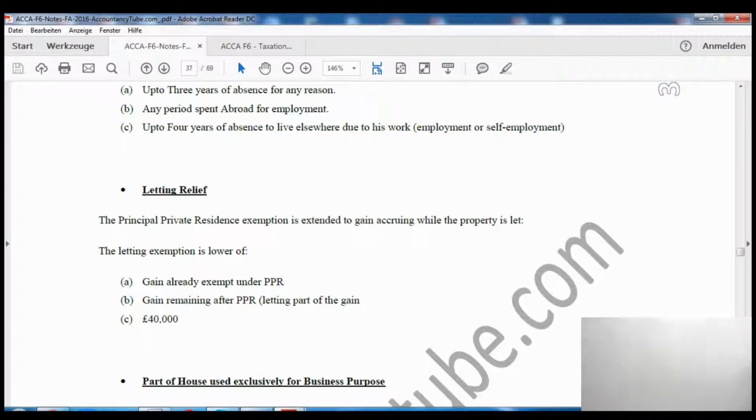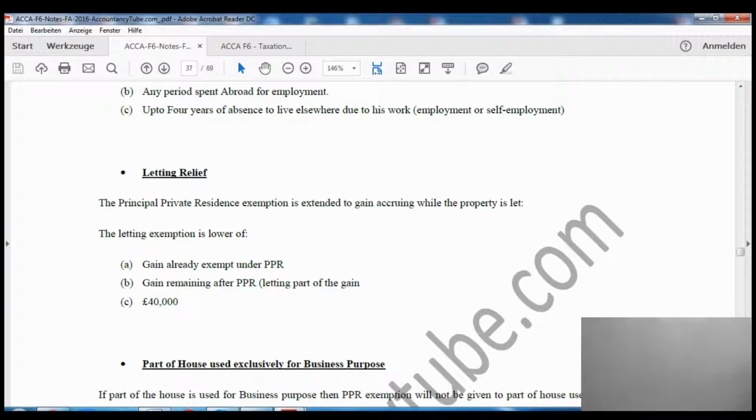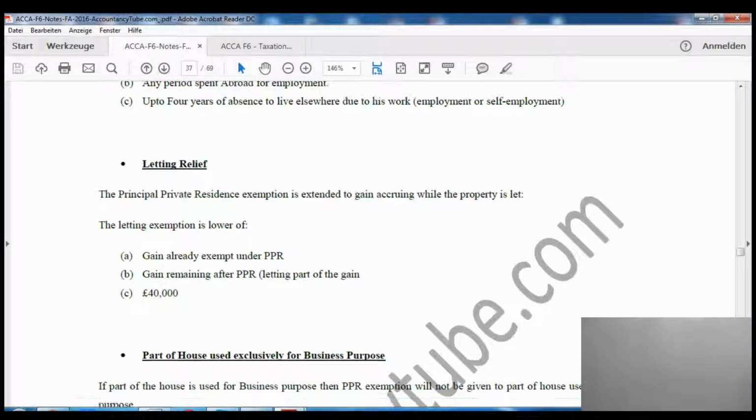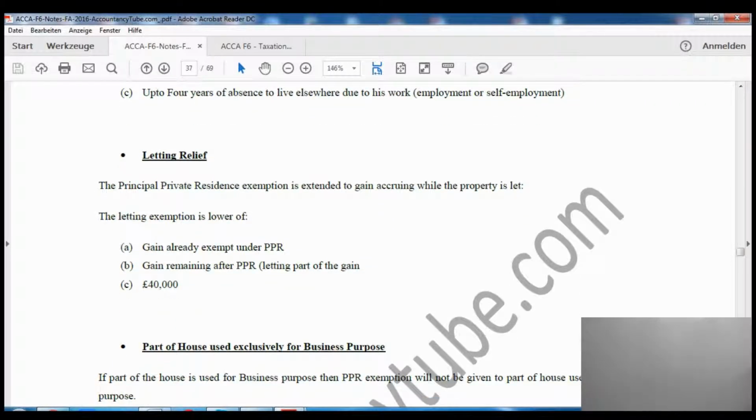After that, it says any period spent abroad for employment purposes. So if you have a job here, say for example I am working for Account Institute, my boss says to me you have to go to Dubai for one of the lectures, then I'm going overseas. So for whatever period it is, it will be deemed occupation, provided again it is preceded and followed by actual occupation. Up to 4 years of absence to live elsewhere due to his work, that is within the UK, right?